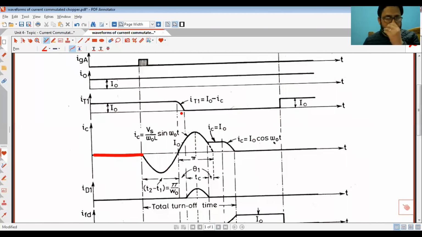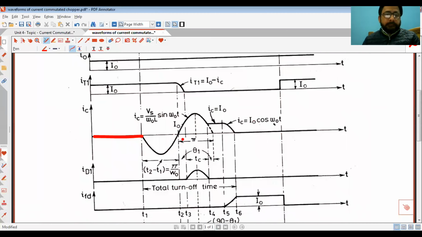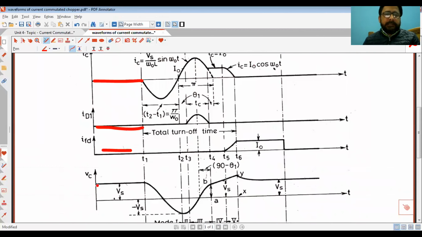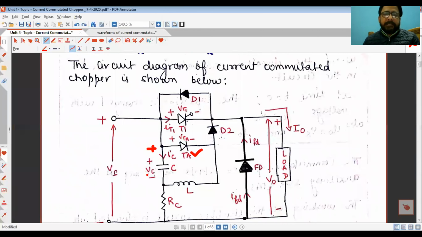Right? ID1, diode current 1, is 0, IFD is 0. VC, now let us see VC, VC is plus Vs. This is what we are saying, that the capacitor is charged with a voltage which is equal to Vs. No current will flow through this diode, IFD, no current will flow here. Right, all these values are 0.